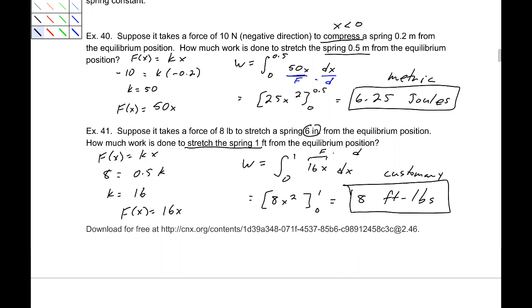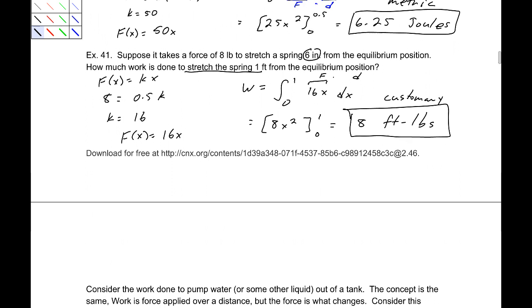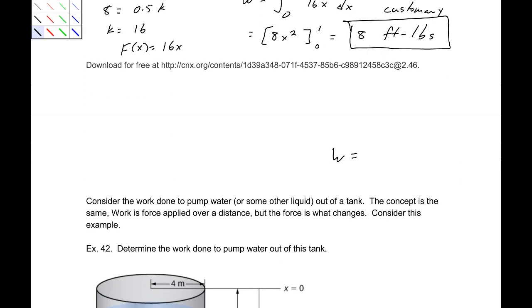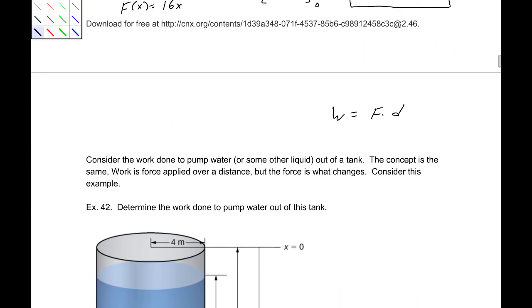Alright, next thing we've got is more work. So we still need this statement. I'm going to write this here first. Work equals force times distance. We will need that. Alright, so we're going to consider the work done to pump water out of a tank. The concept is the same. Work is force applied over a distance. But the force is what changes. We need to find a force function for us.